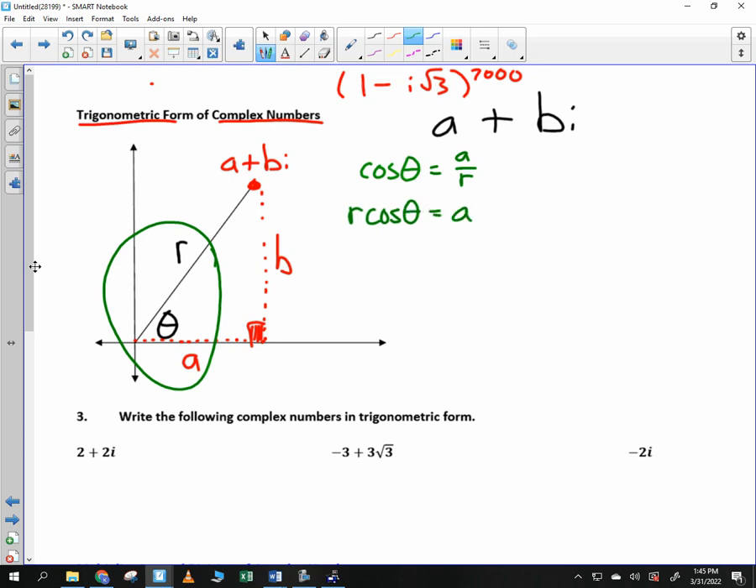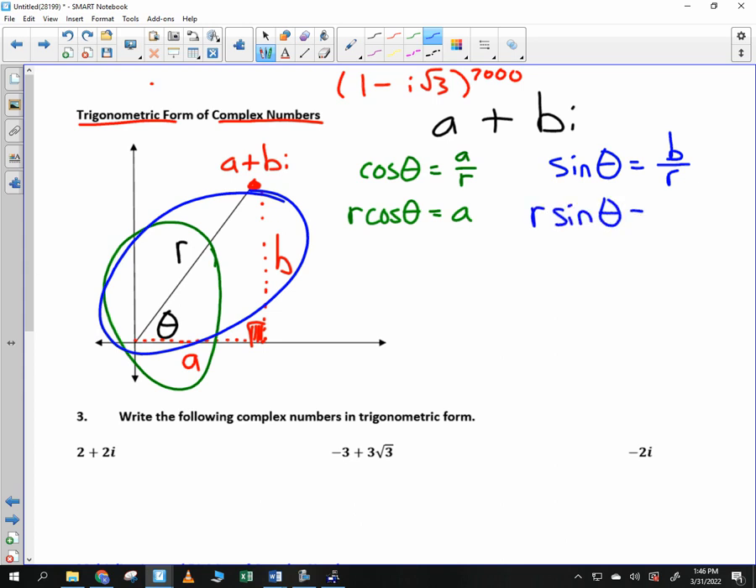Good. I would like to get rid of B. What trig function has to do with R, theta, and B? Sine. Namely, the sine of theta is equal to your B value divided by R. What can I do to solve for B? And I get R sine of theta is equal to B. Notice now I have something for A and I have something for B.